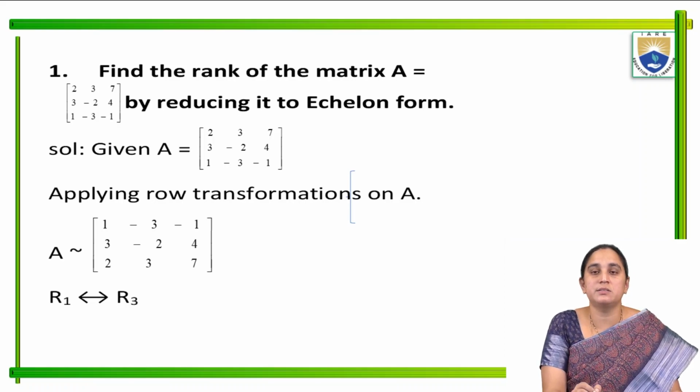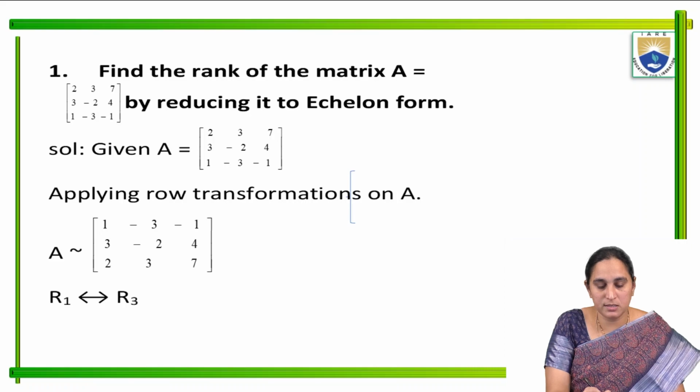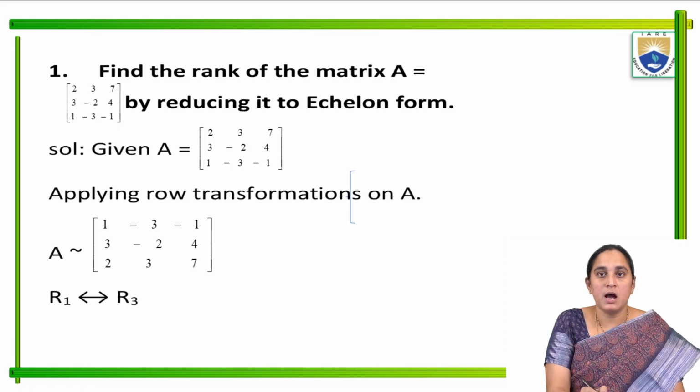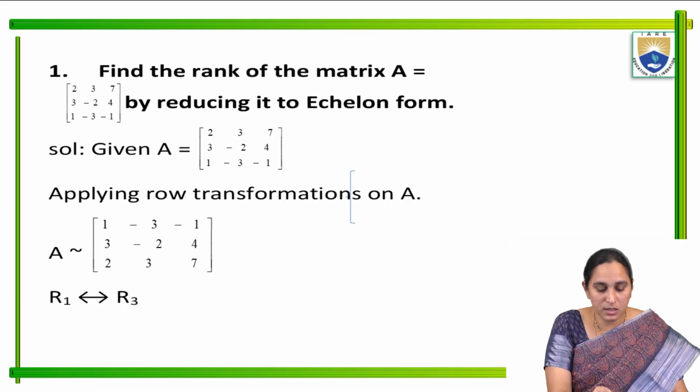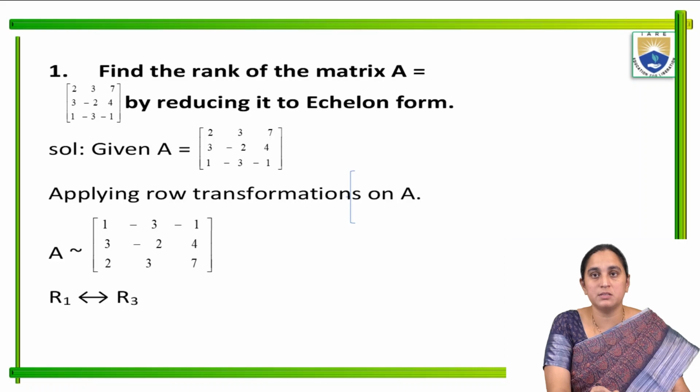So I'll interchange the rows. First I'll interchange the rows, that is R1 interchanges with R3. That gives 1, -3, -1; 3, -2, 4; and 2, 3, 7. After interchanging the rows, the condition is satisfied. That condition is optional, but here the possibility is there, that's why I'll interchange the rows. Through the definition, condition 2 is also satisfied for this question.